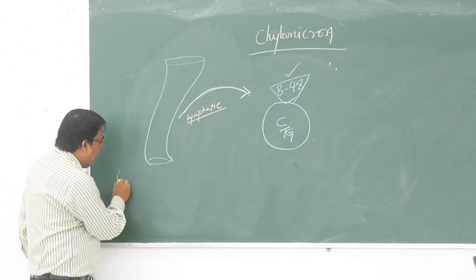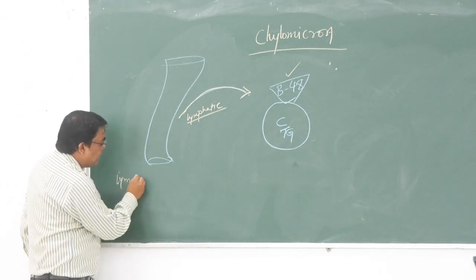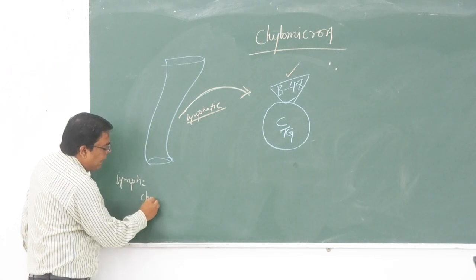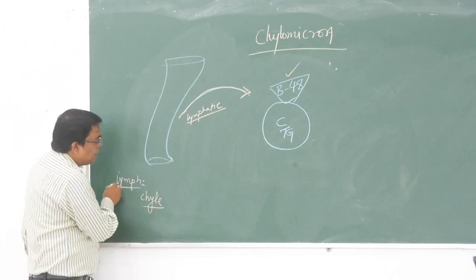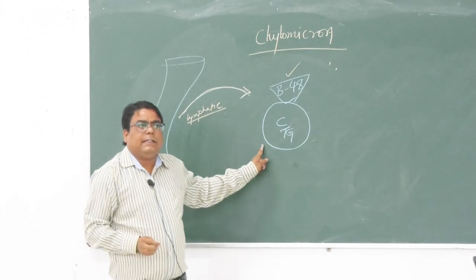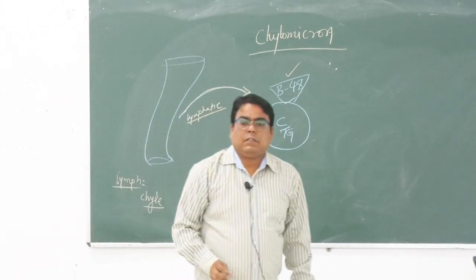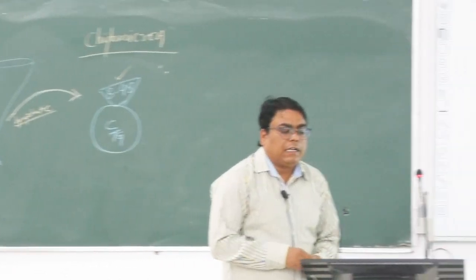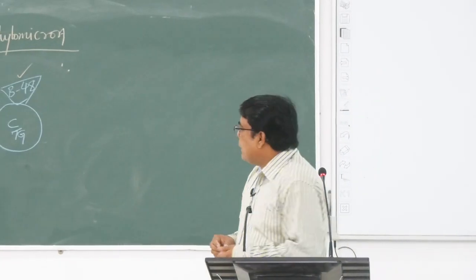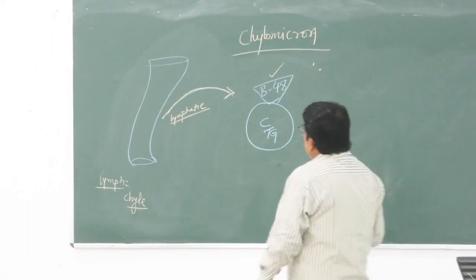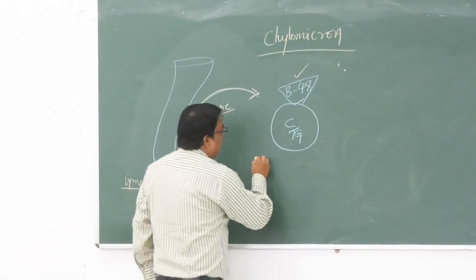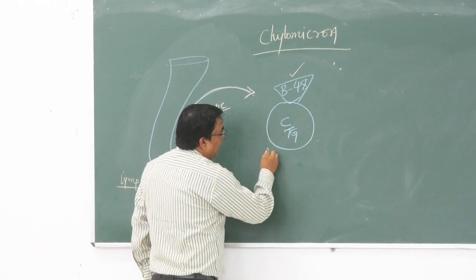Lymph stands for chyle. Lymph means chyle. Okay? Understand? That's why it is called chylomicron. That's why it is called chylomicrons. Okay? So here it contains B48 protein and ApoA.